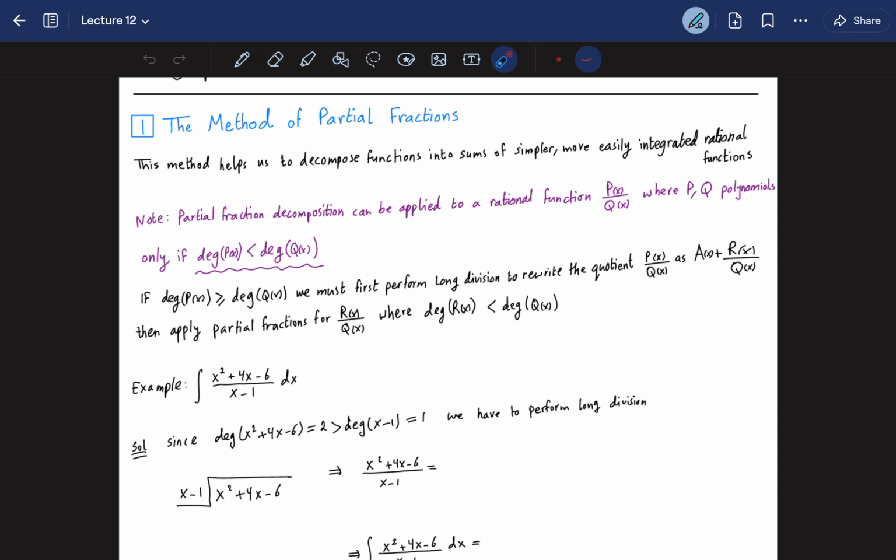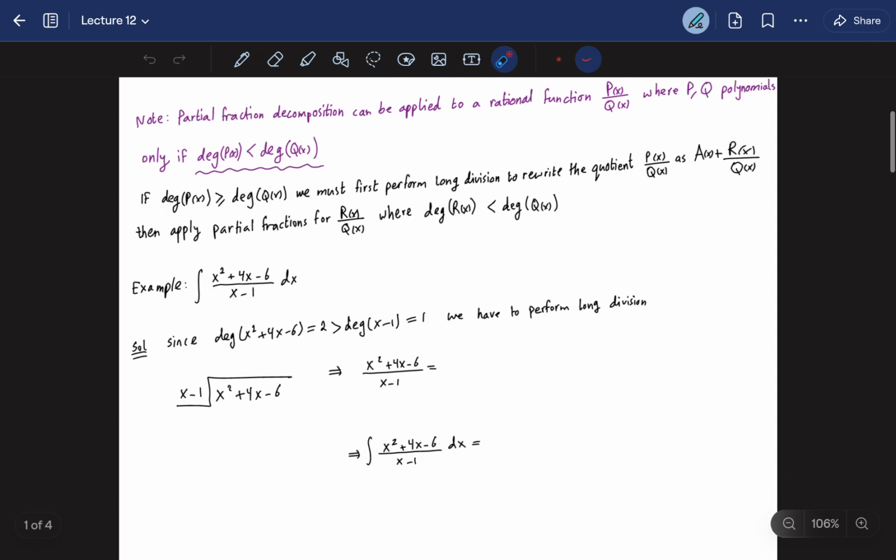Once we perform a long division, we're going to get something of the form a of x plus r of x over q of x. Here a of x is just a polynomial that I can integrate directly, and r over q is a rational function that I'm going to apply my partial fraction method to, so I can integrate easily. After you apply the long division, the degree of r is always less than the degree of q, so that's why I can apply the partial fraction method directly.